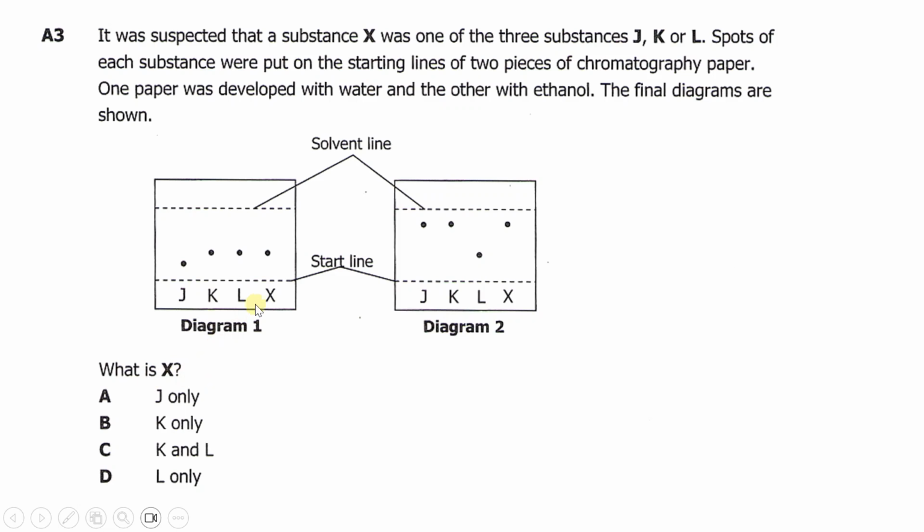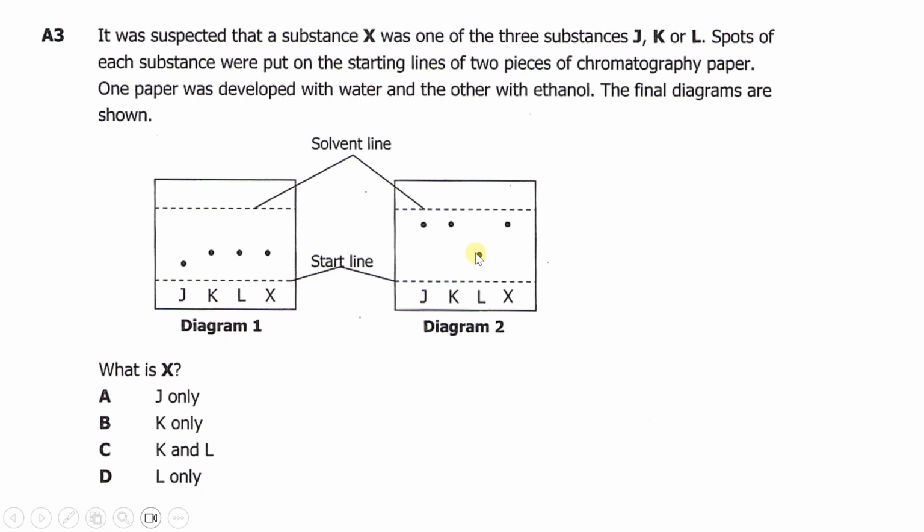Okay, so for X, L, and K to have moved the same distance from the start line here, it means they have the same solubility. And then when they tried using a different substance, actually it is again J, K, and X that had moved the same water level. But here we see that K moved the same water level as X, and here also K maintained the same level. So here we see that J did not move, but here J has moved.